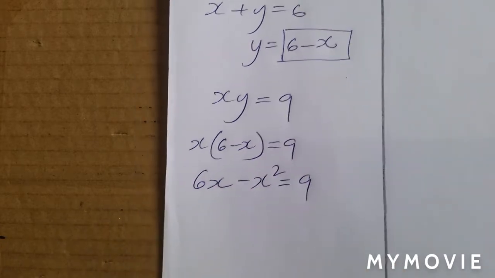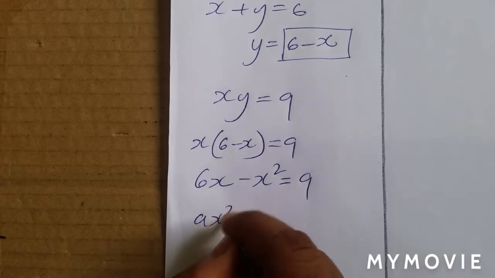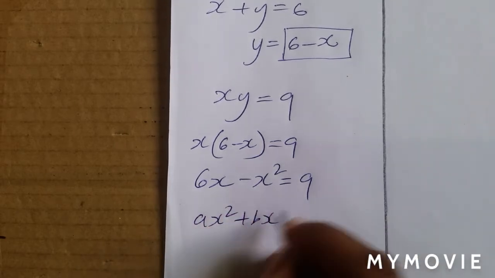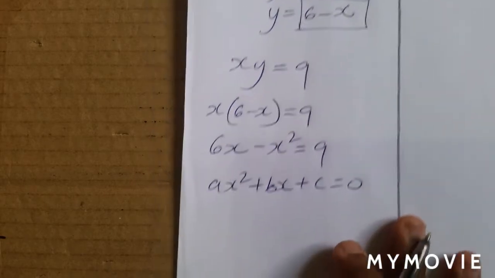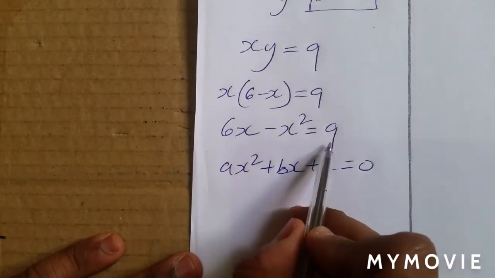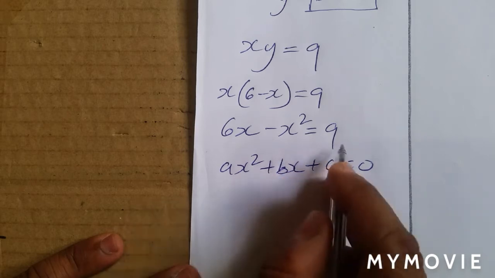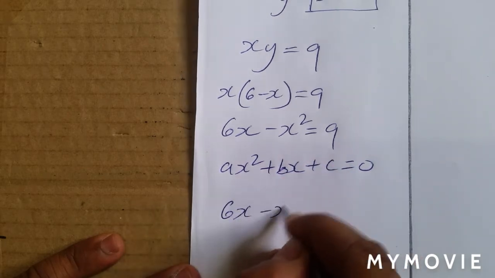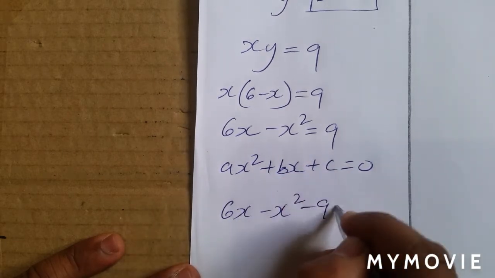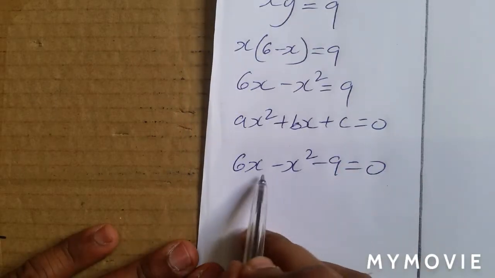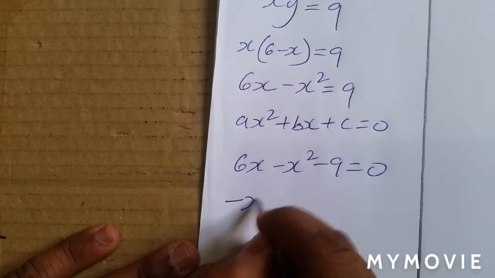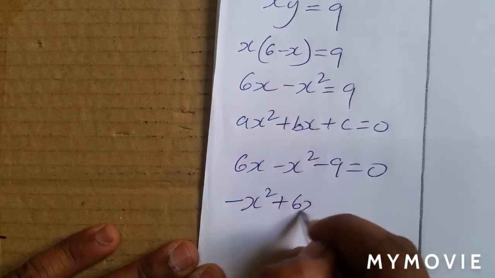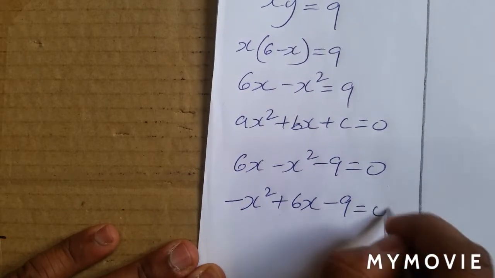And what I'm going to proceed to do now is try to get it in the quadratic form, ax squared plus bx plus c equals 0, where 0 is on the right hand side. So the first thing I'm going to do is bring over the positive 9. So it's 6x minus x squared minus 9 equals 0. And I just need to reorganize it so it looks like this. So it's minus x squared plus 6x minus 9 equals 0.